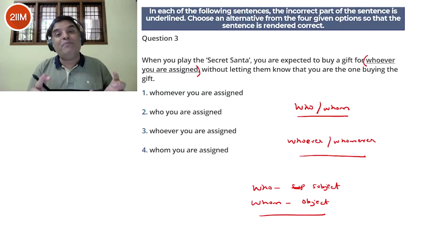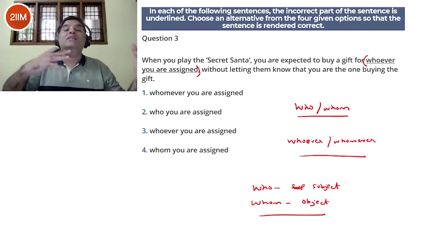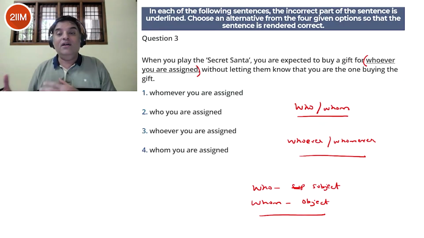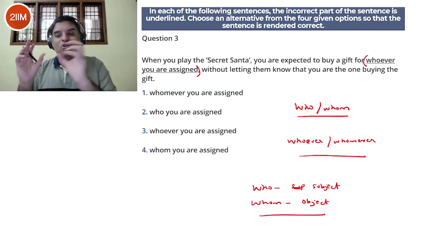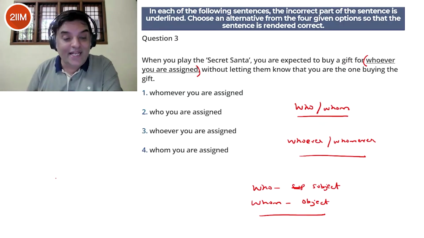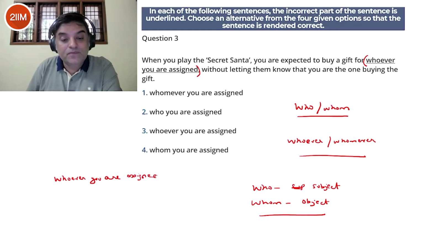So look at it separately and figure out whether whoever is subject or object. If you look at it in conjunction, if you combine it with for, you will get confused. Okay, so look at it as an individual clause. So let's write this down. Okay, we are saying whoever you are assigned.